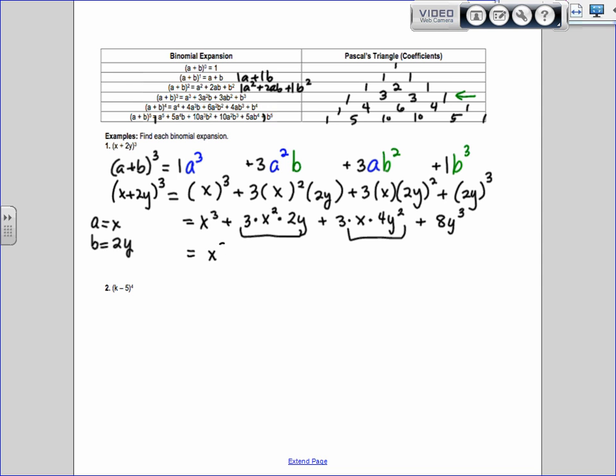So my final answer is x³ + 6x²y, because that was all grouped together, + 12xy² + 8y³. That's it.